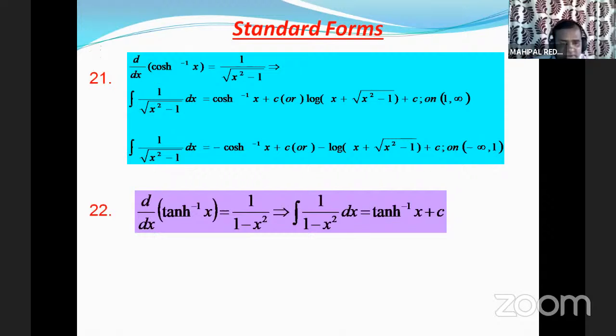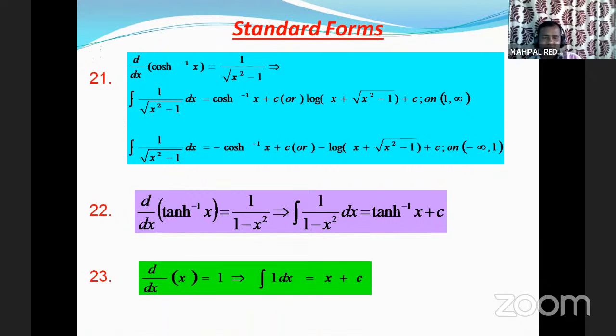Now the 22nd one. The derivative of tanh inverse of x equals 1 by 1 minus x square. It implies the integration of 1 by 1 minus x square dx equals tanh inverse of x plus c.